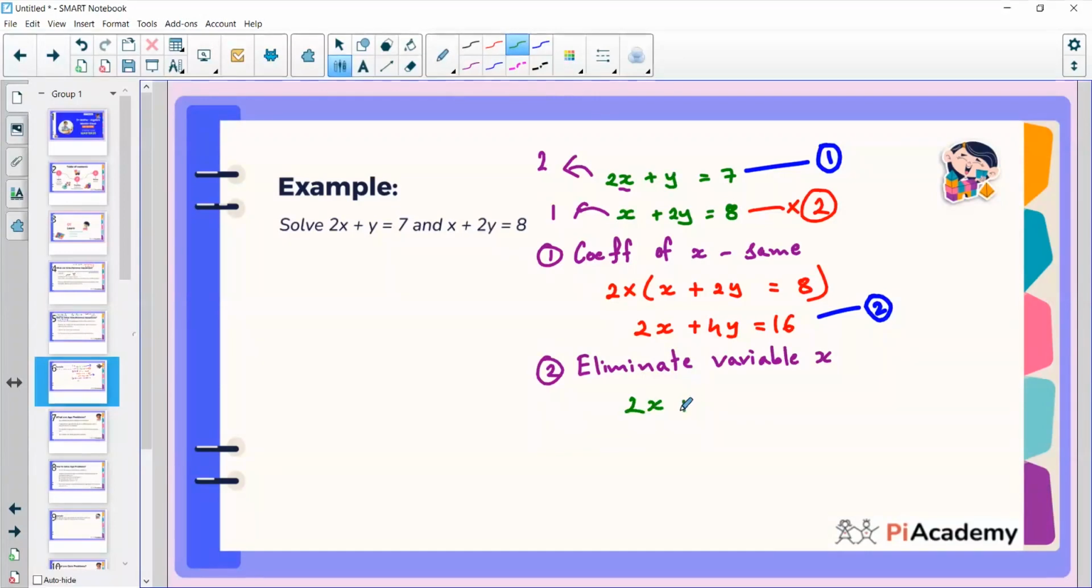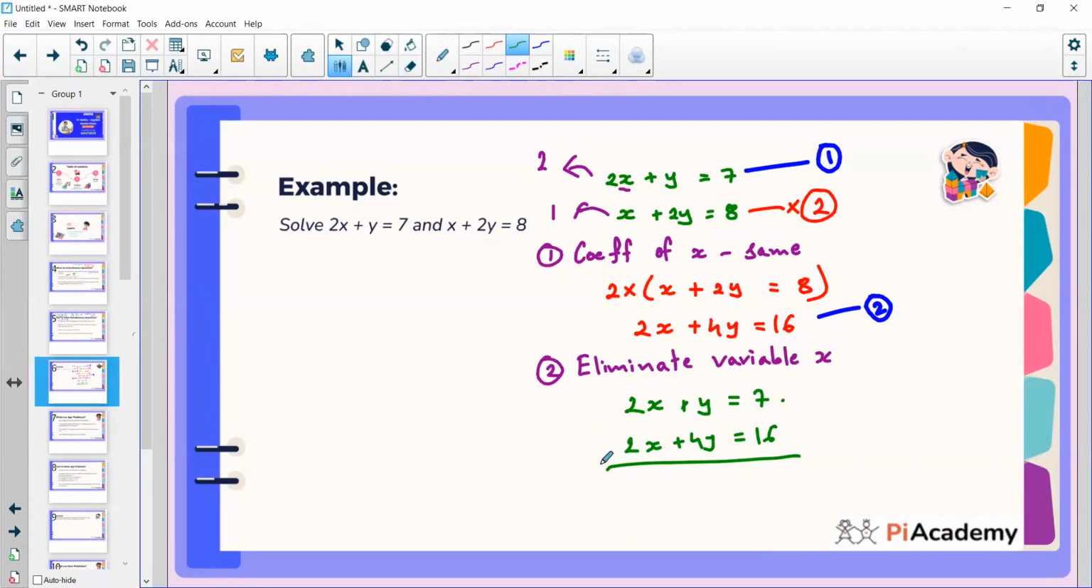This is my equation 1, which is 2x plus y equals 7. And I have equation 2, which is 2x plus 4y equals 16. Now, how can I possibly eliminate this? Should I add or should I subtract? If I add, I would get 2x plus 2x as 4x. So that won't eliminate x. But if I subtract the two equations, I would be able to eliminate this x because 2x minus 2x would be 0, right?